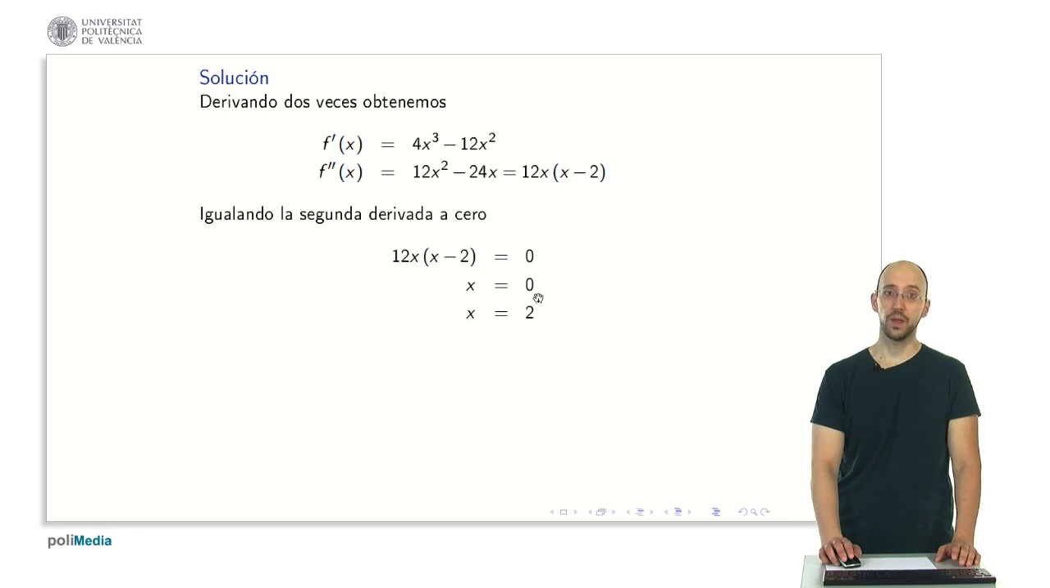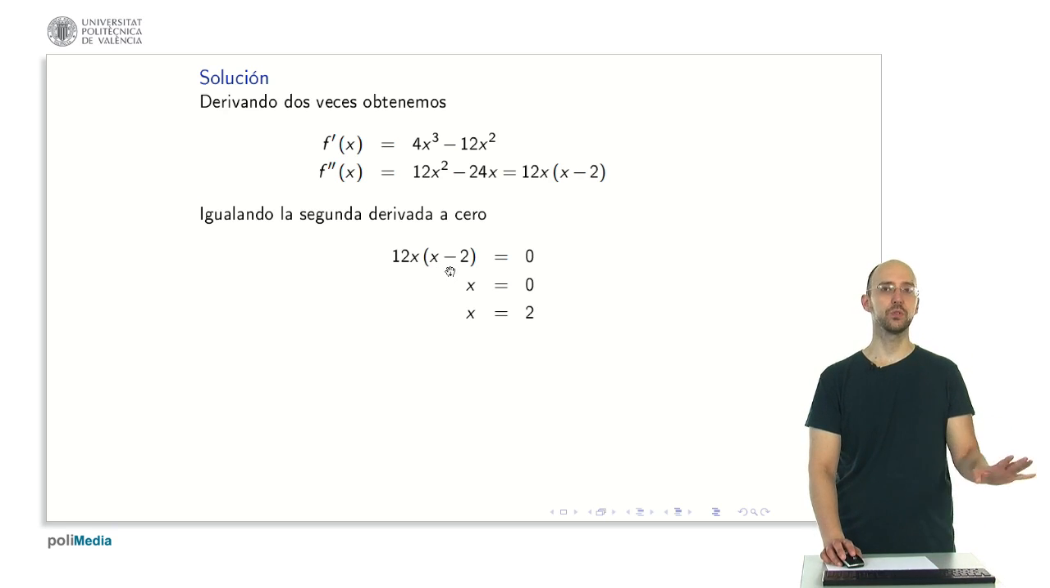We set the second derivative equal to 0, resulting in the expression 12x times x minus 2 equals 0. In this case, for two factors to multiply and equal 0, either one of them must be equal to 0, or the other must be equal to 0. So, we have no further issues.